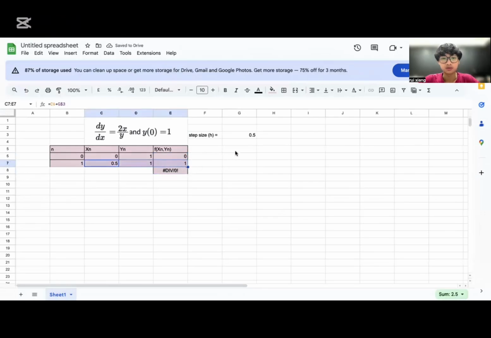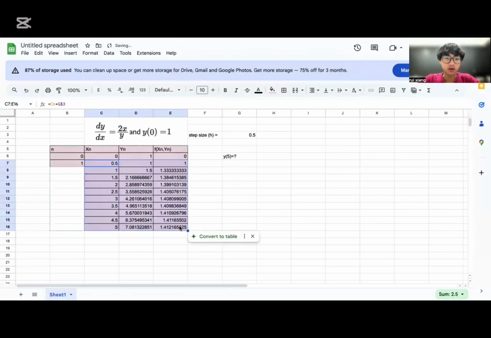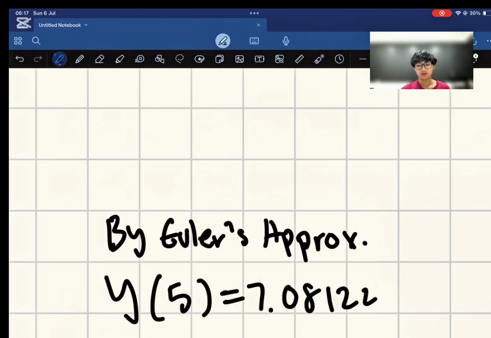Okay, let's say you want to find when x equals 5. What is this value? You can drag down all the way, and actually we have hit directly on 5. Let me highlight this. By Euler's approximation, we can say that when x equals 5, y equals 7.08. Okay, let's take 7.08 first. And let's do some proper calculation. We have this number by Euler's approximation, where y5 equals 7.08122.